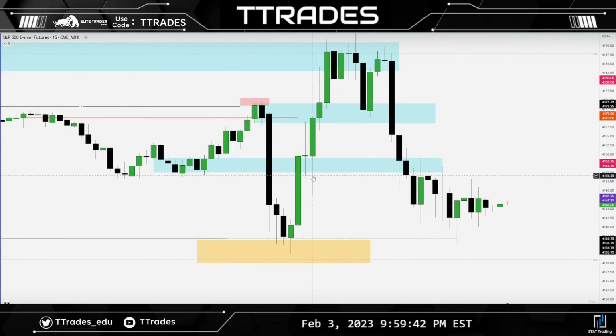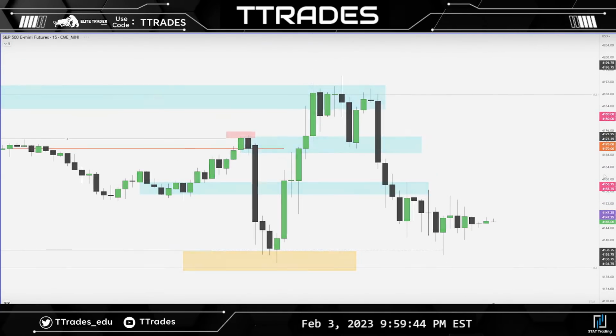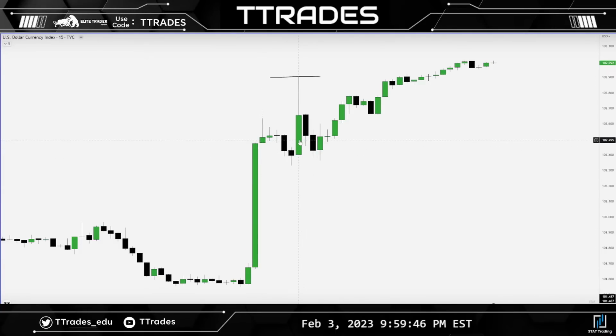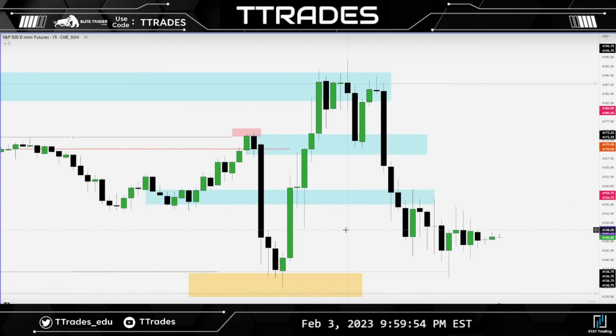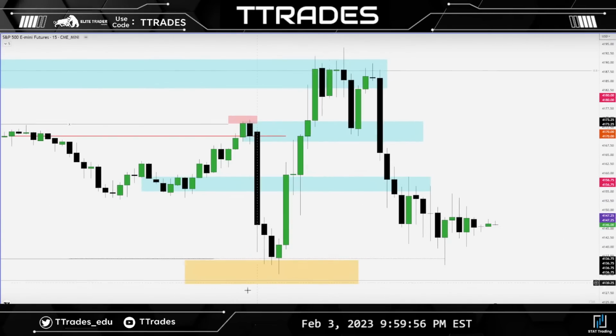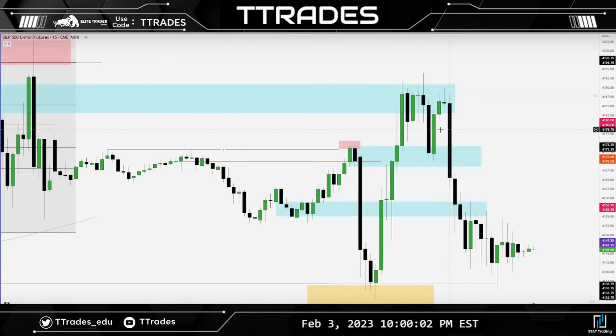Let me go. So this is like 10 o'clock here, and if we go to the dollar, you can see the dollar was ripping here at that time. So with that idea in mind, I thought we were going to take the highs, so I switched my bias from reaching for shorts right here to reaching for overnight highs, which worked out.